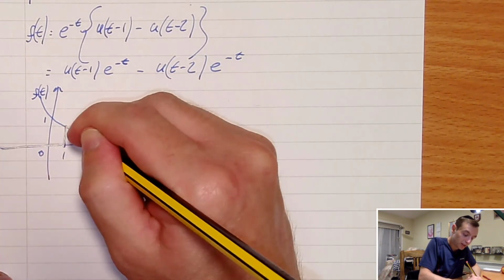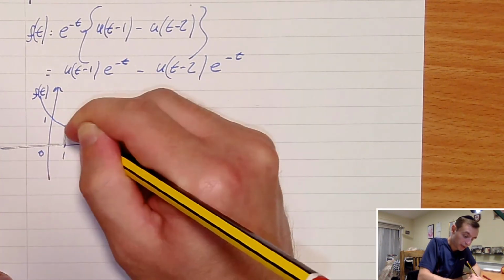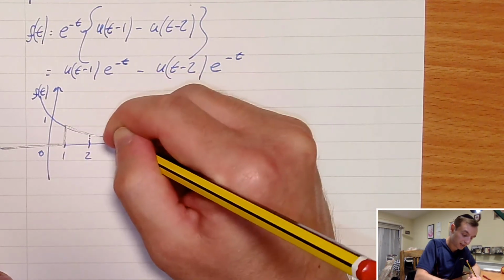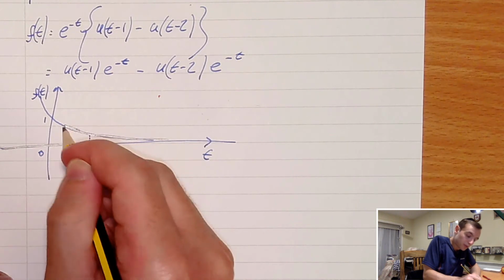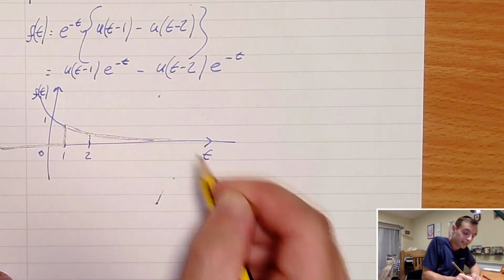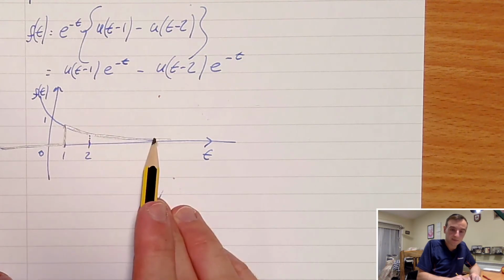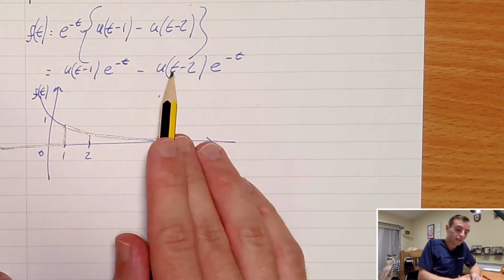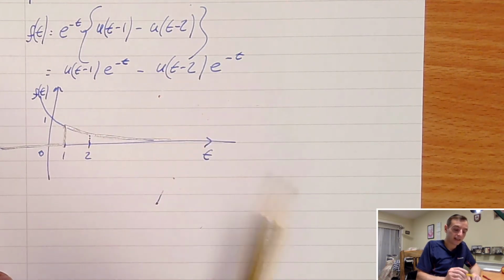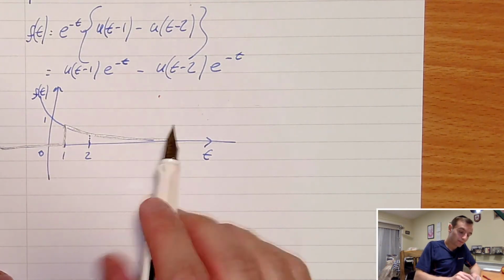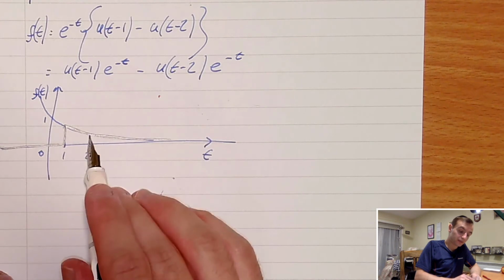And then it's going to go of e to the minus t all the way, as the original e to the minus t function looks like, yeah? Sorry, this is a little bit wonky, but hopefully you get the idea. So yes, you can see that it's going to look just like this, yeah? And what does u(t minus 2) e to the minus t look like? Well, that's going to start at t equals 2.